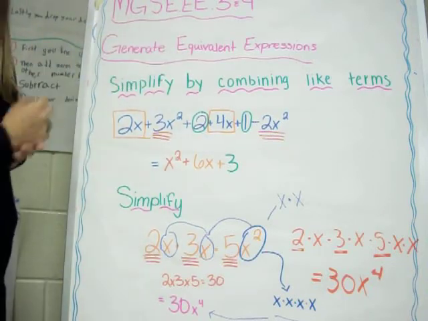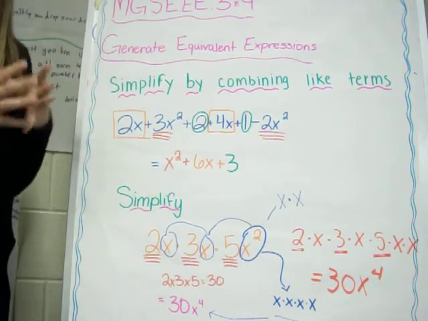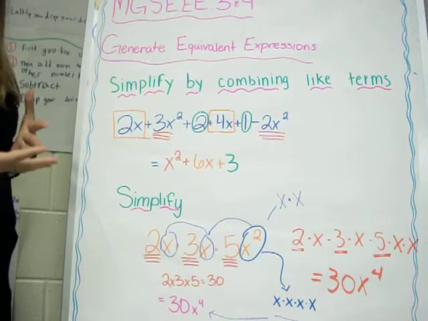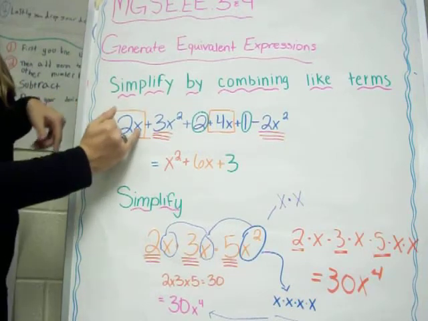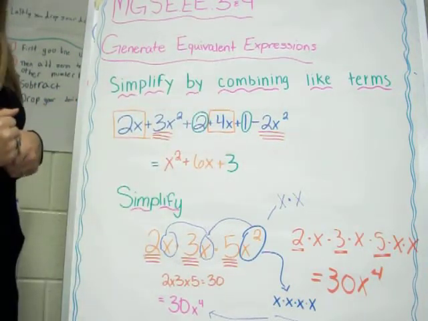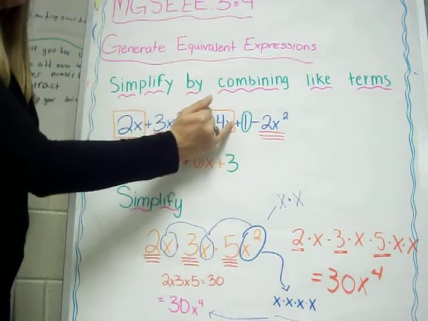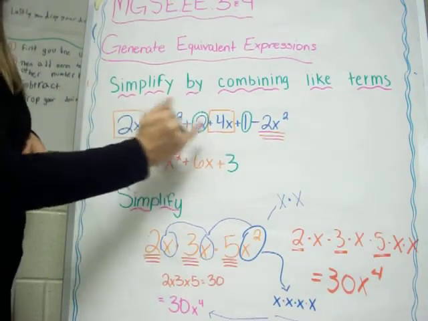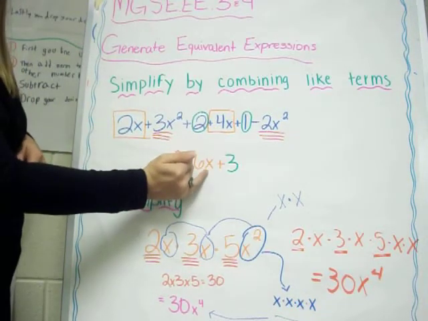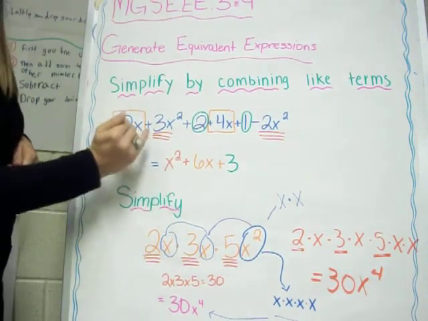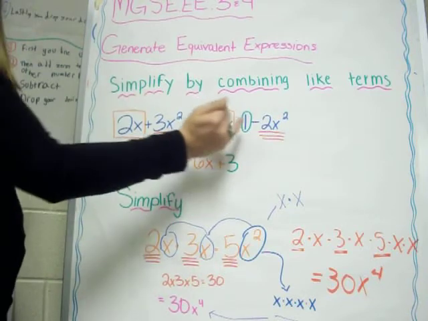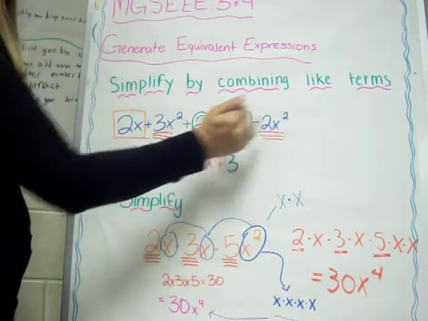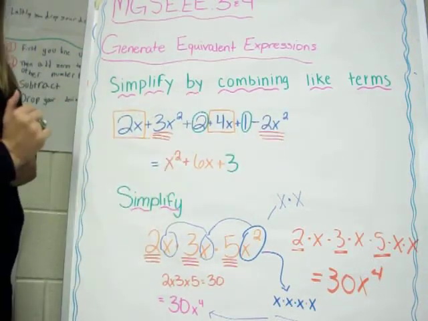When we're adding and subtracting terms, we can combine the terms that are like. So 2x and 4x are like terms because they have the same variable raised to the same power. So 2x plus 4x is 6x. 3x squared minus 2x squared gives us x squared.